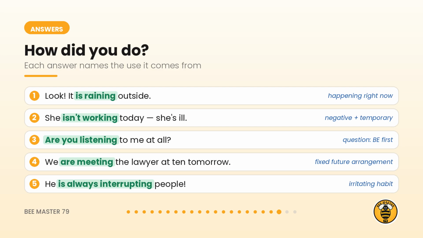4. We are meeting the lawyer at 10 tomorrow. A fixed future arrangement. Use 3. 5. He is always interrupting people. An irritating repeated habit. Use 5. If you got 4 or 5 correct, you have this tense. If not, the next slide is your revision card.